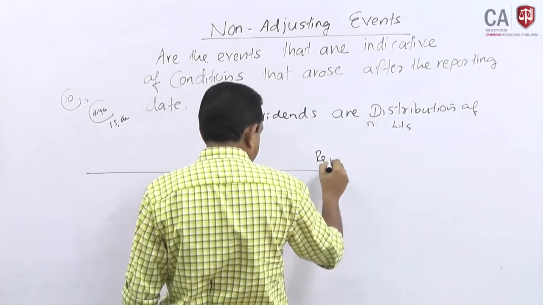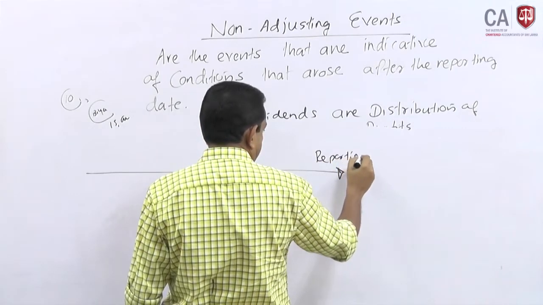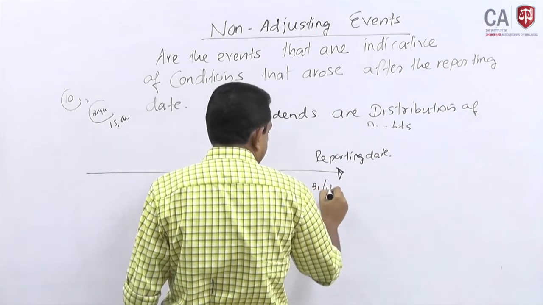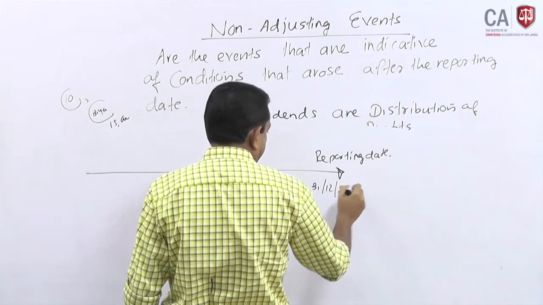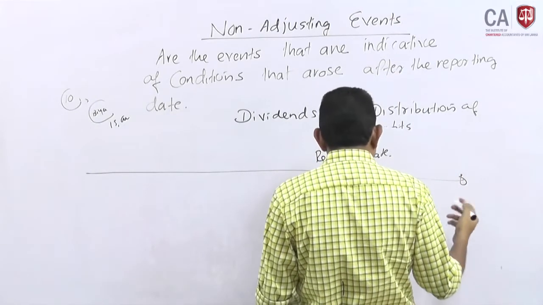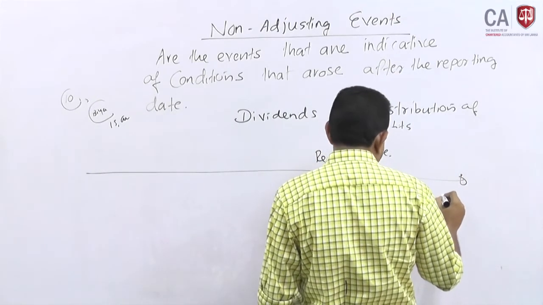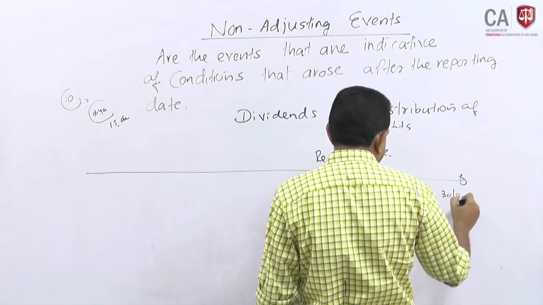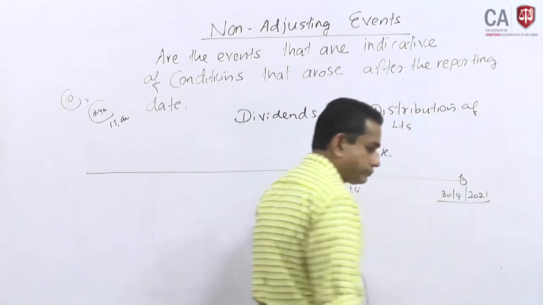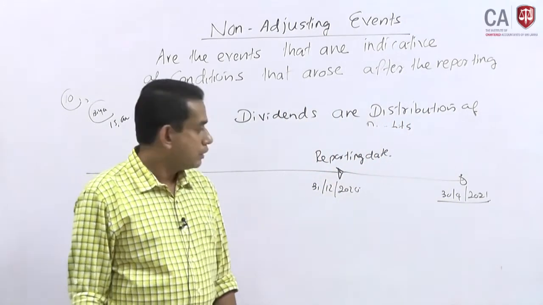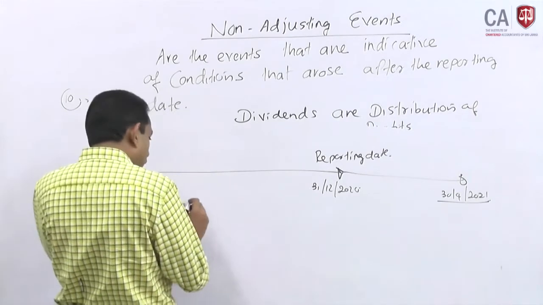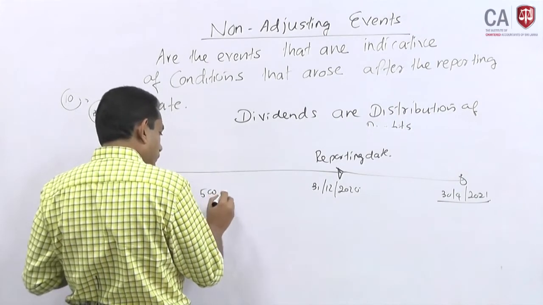Reporting date: December 31, 2020. Financial statements were authorized for issue on 30th April 2021. Now, we had ordinary shares in issue of 500,000.